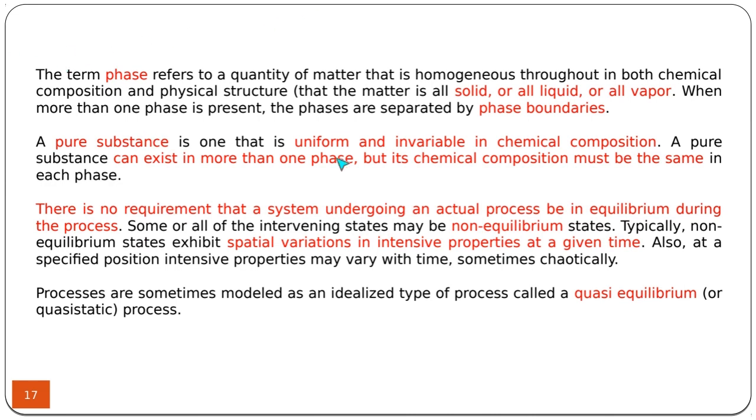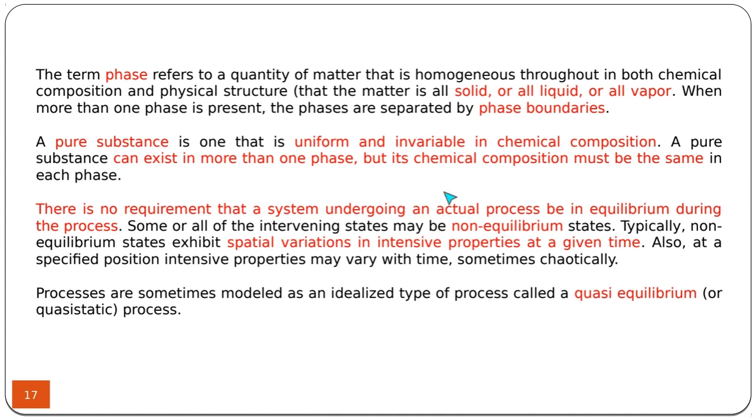A pure substance is a substance that is uniform in chemical composition, regardless of the phase of it. So, for instance, water is a pure substance because whether in solid or liquid or gas, the chemical composition is the same. You always have H2O.